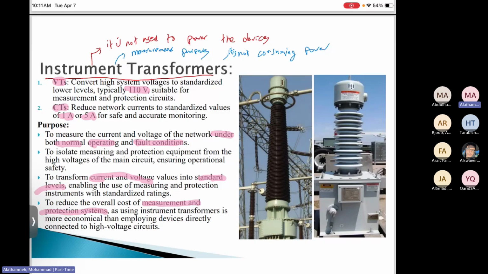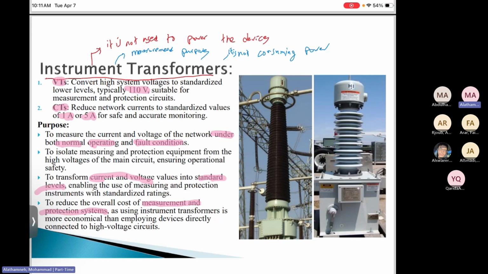And again, what's the point of measuring the voltage and the currents? We are using them for monitoring the operation condition and the fault condition. If something wrong happens, then the protection equipment will work. How can the protection equipment work if there are overcurrents or overvoltage? By using CTs and VTs.